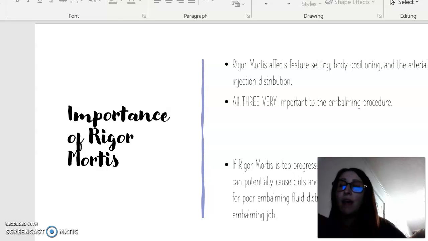Casketing the body, if we're embalming, rigor can affect the embalming process. It can cause clots in our veins and vessels. It can cause them to be occluded. Rigor mortis affects everything we do in the prep room, and it's very important to understand and be able to work out and figure out ways to work around.